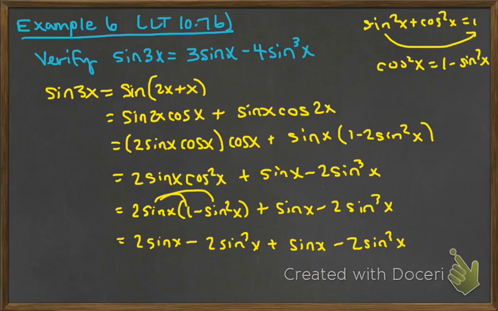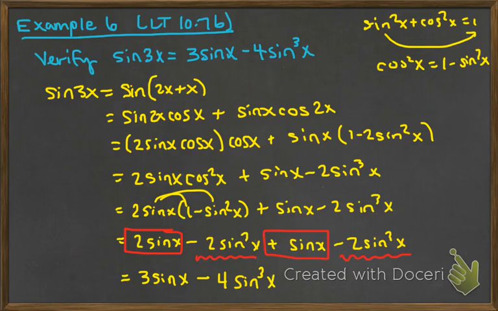Now I just combine like terms. So I've got this 2 sine of x plus 1 more sine of x, giving me 3 sine of x. And then I've got negative 2 sine squared of x. Nope, that's cubed. Negative 2 sine cubed of x minus 2 sine cubed of x. So that gives me then minus 4 sine cubed of x. And then that is what I was looking for, so now I am done. So that is how we use our double angle and half angle formulas to verify a problem.